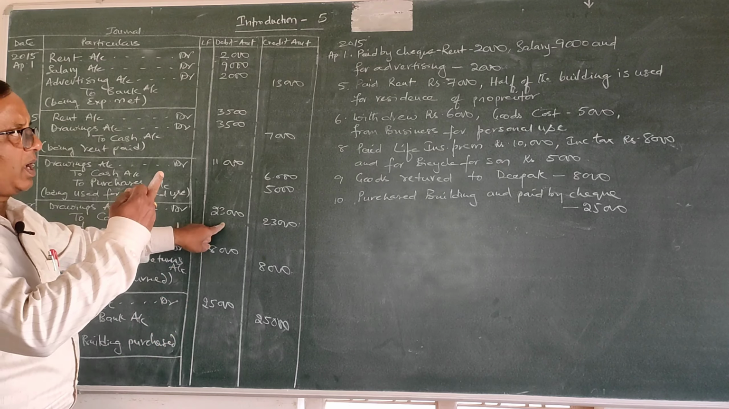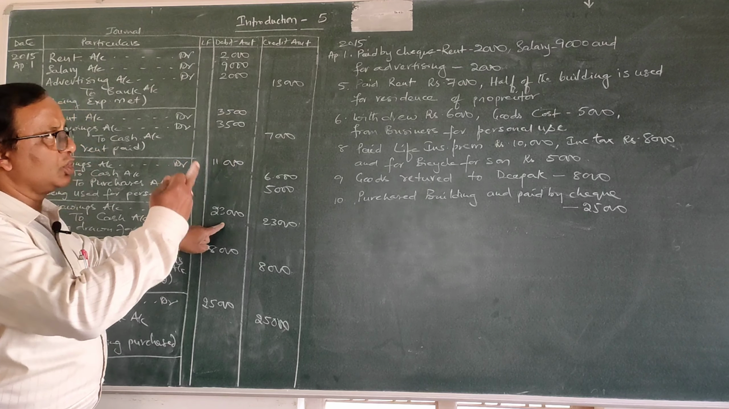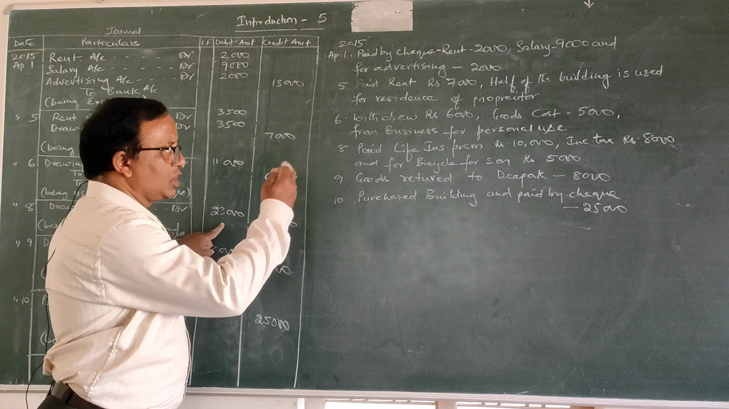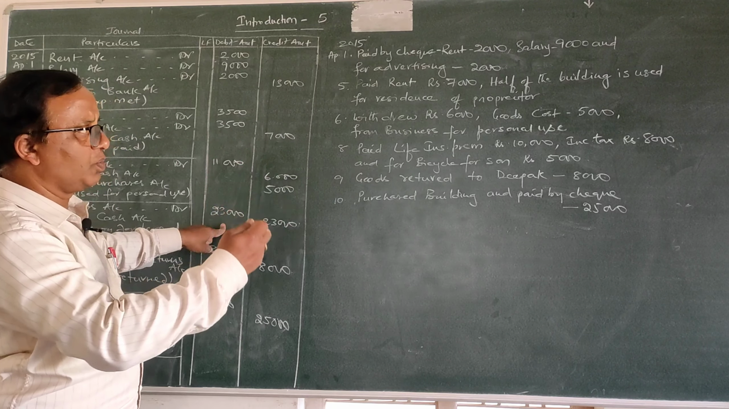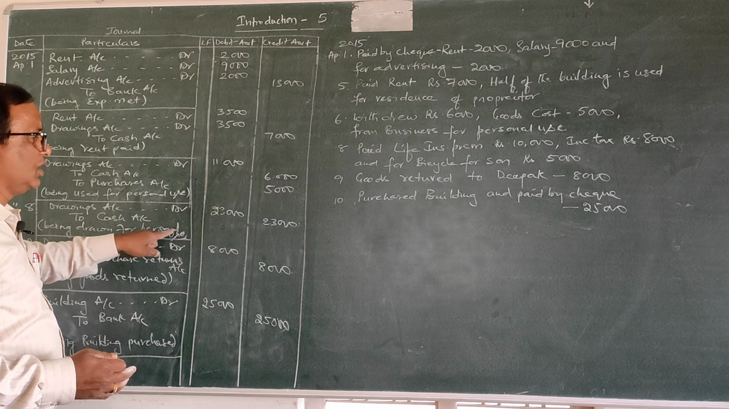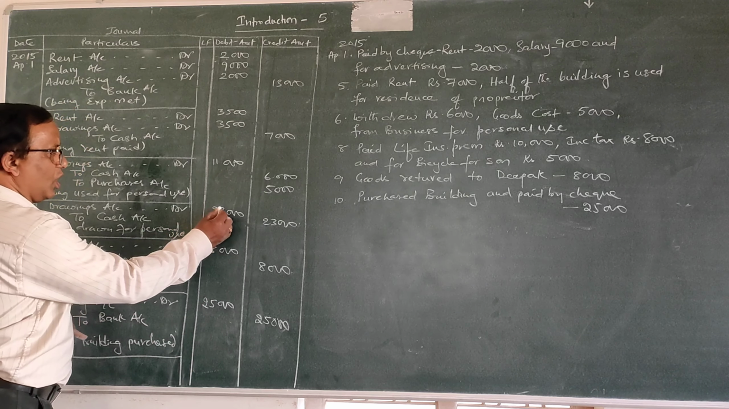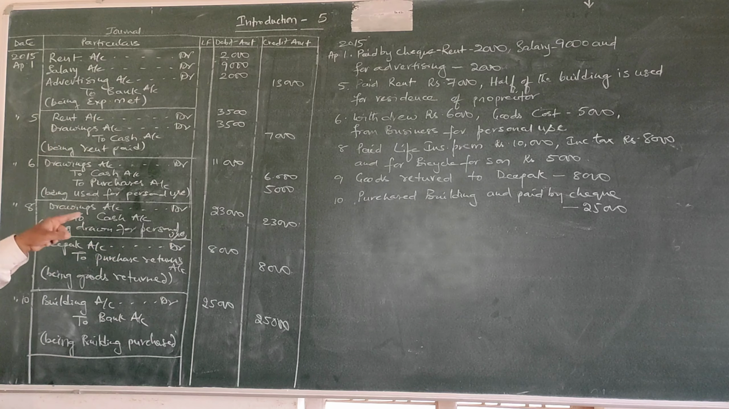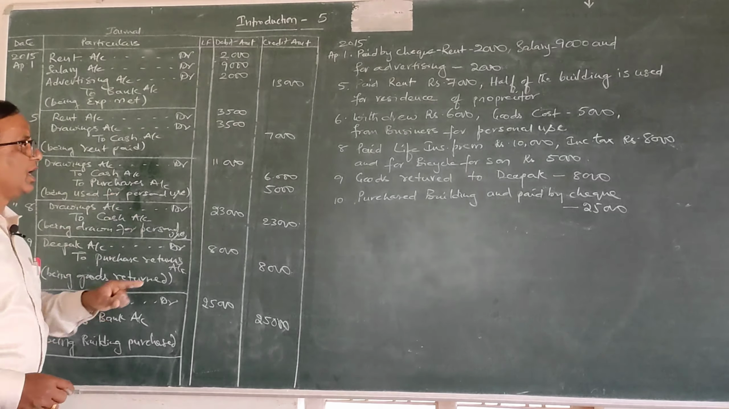There is no need to specify in the narration that he has drawn this much cash for life insurance premium, this much for income tax, or for a bicycle for the son. Simply you can say this much money is drawn for personal use by the proprietor. Okay, so drawings account debit to cash.